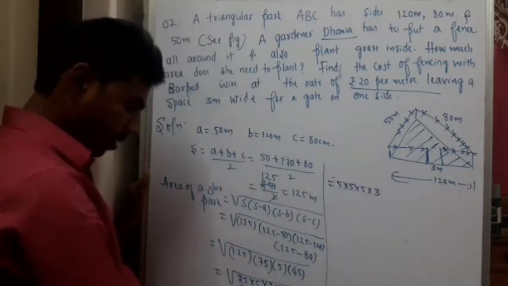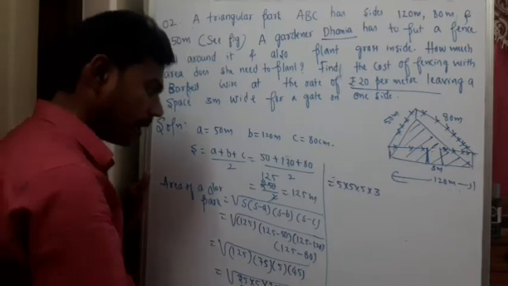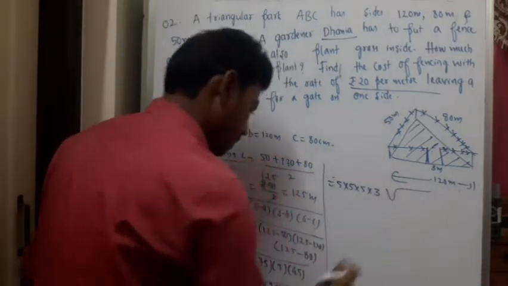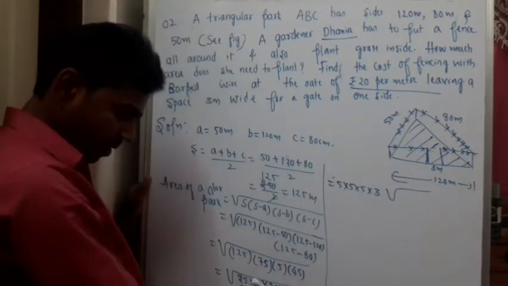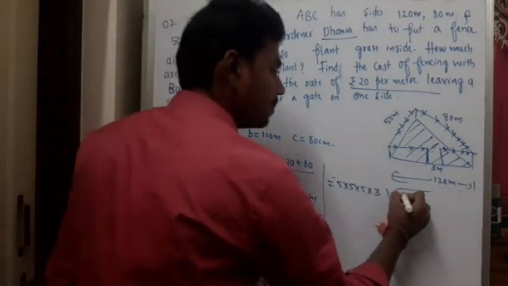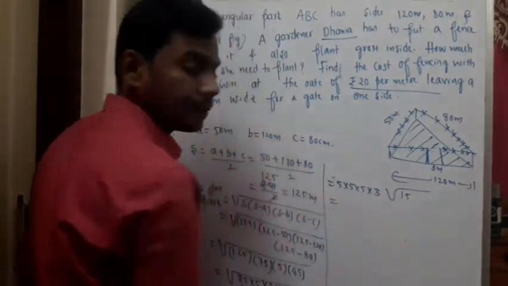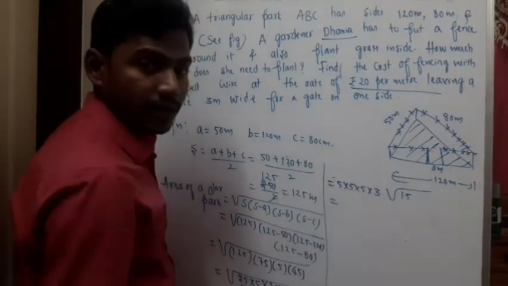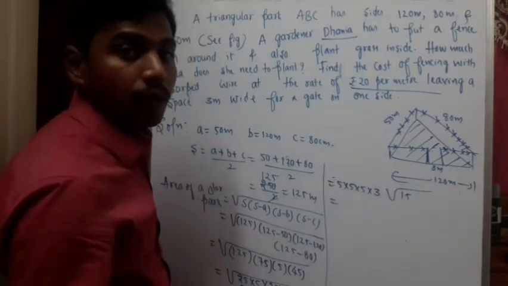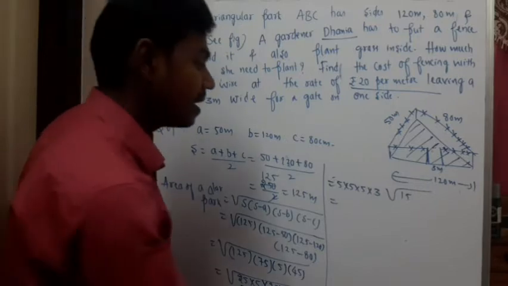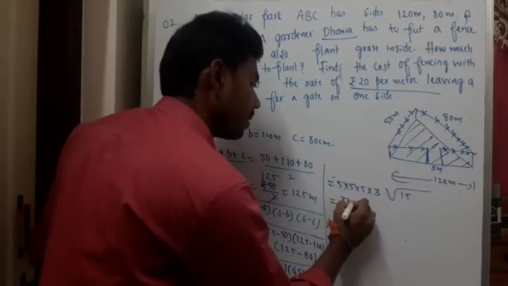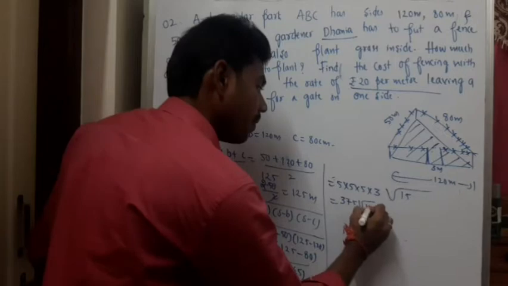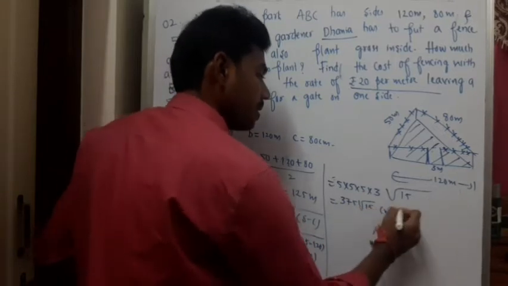Next, does anything come out? No. Next, square root of what is left here? 5 into 3, that is 15. Okay. 5 5s are 25. 25 5s are 125. 125 3s are 375. Square root of 15 centimeter square.